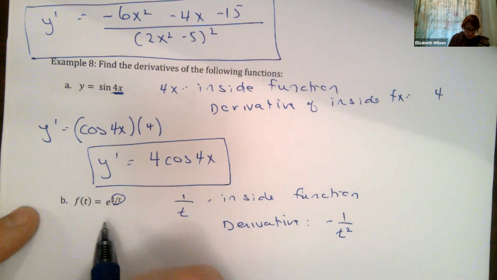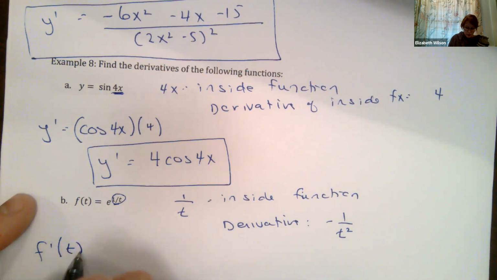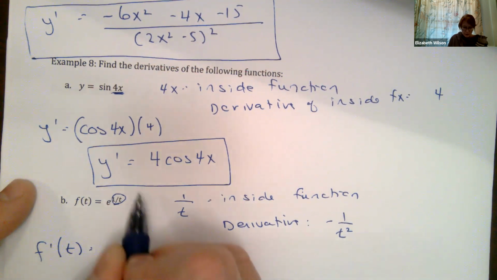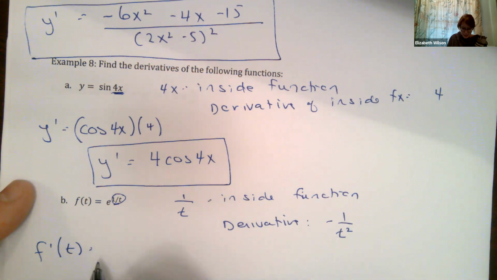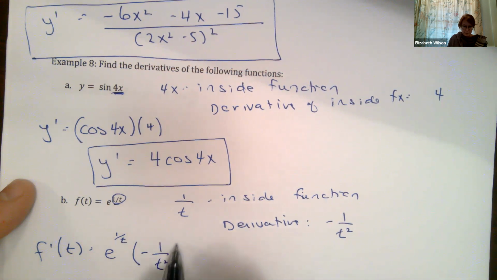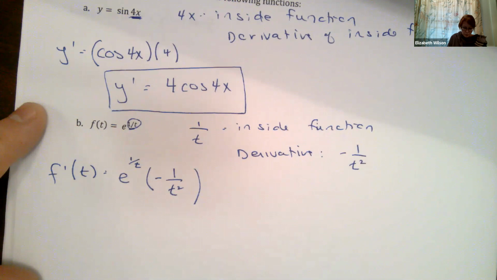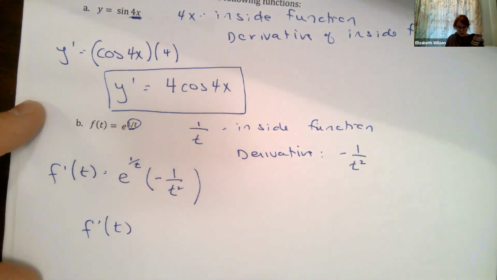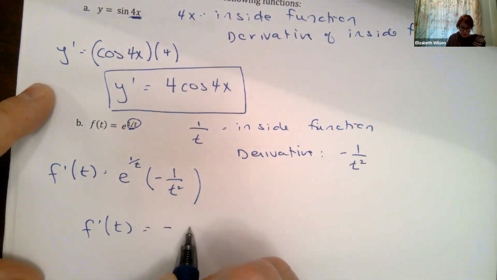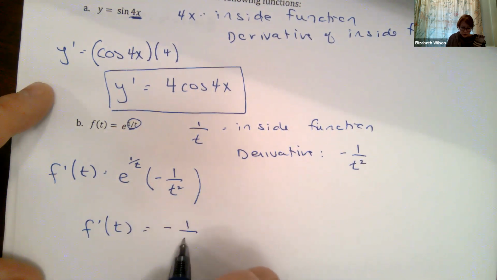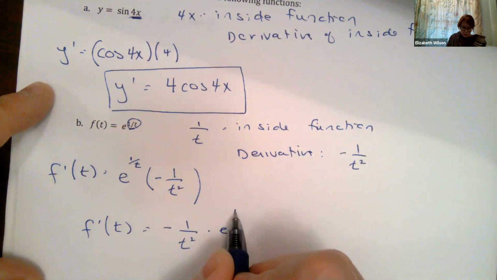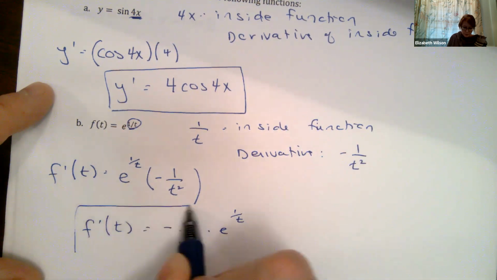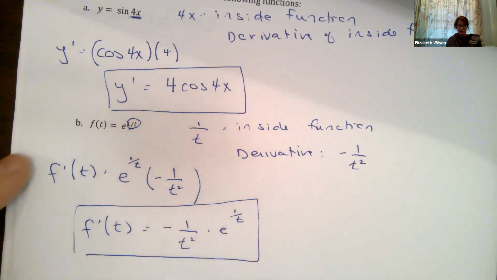So now when I go to take this derivative, I do the derivative of the outside. So derivative of e to anything is just that function repeated itself, times the derivative of the inside function. So I'm going to put it all together. Usually I put the multipliers of the exponent out front: minus 1 over t squared times e to the 1 over t. Okay.